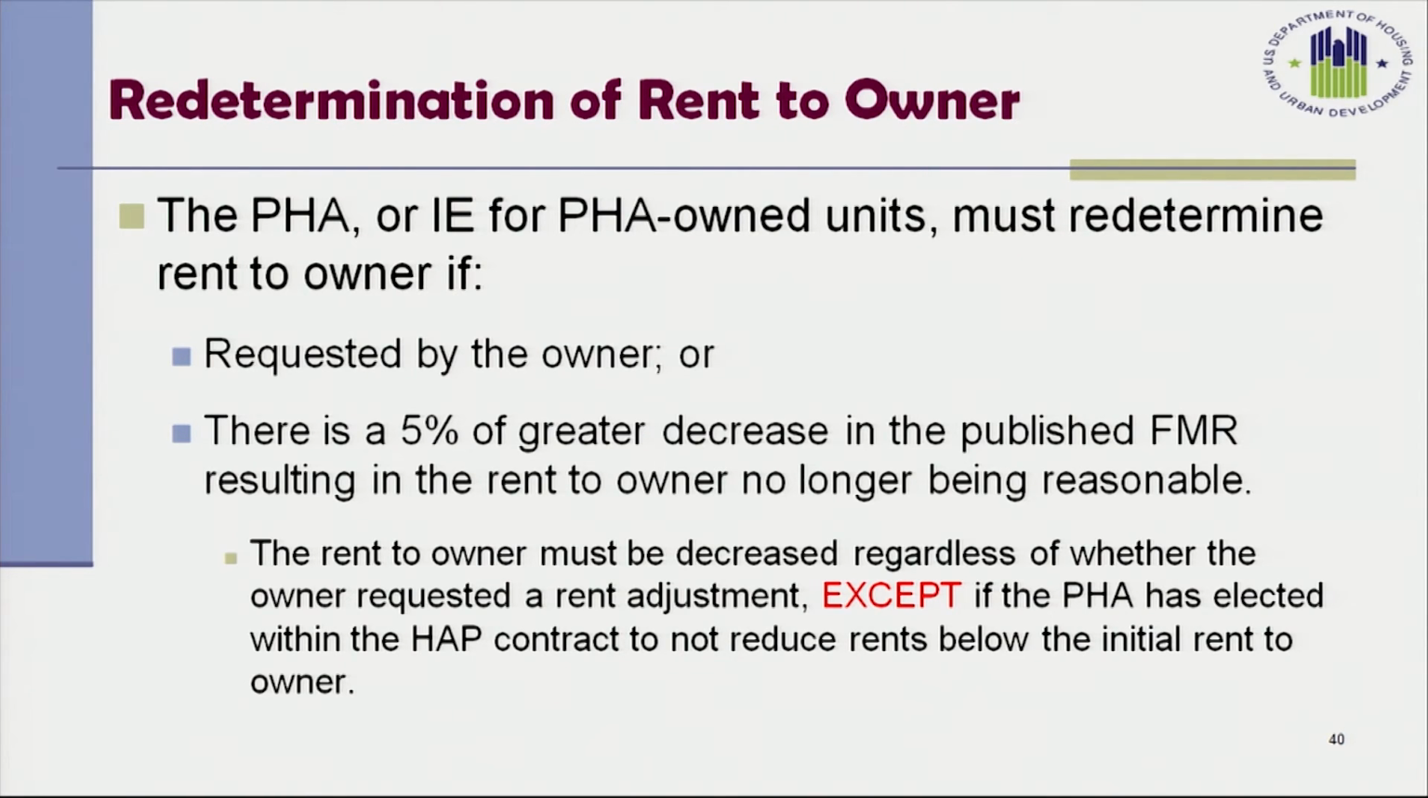Redetermination of rent to owner. The PHA or the independent entity for PHA-owned units must redetermine rent to owner if requested by the owner, or if there is a 5% or greater decrease in the published fair market rents, resulting in the rent to owner no longer being reasonable. The rent to owner must be decreased regardless of whether the owner requested a rent adjustment, except in the circumstance where the PHA has elected within the HAP contract to not reduce rents below the initial rent to owner.